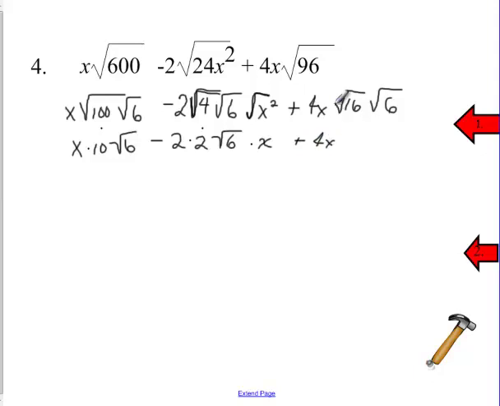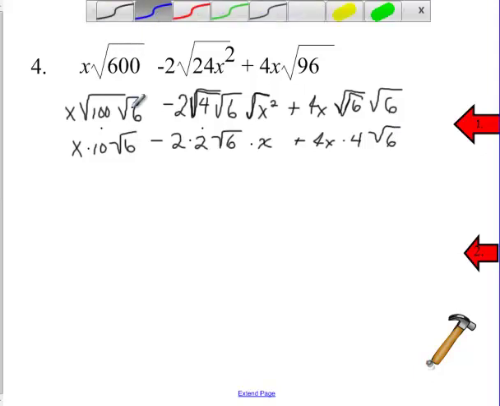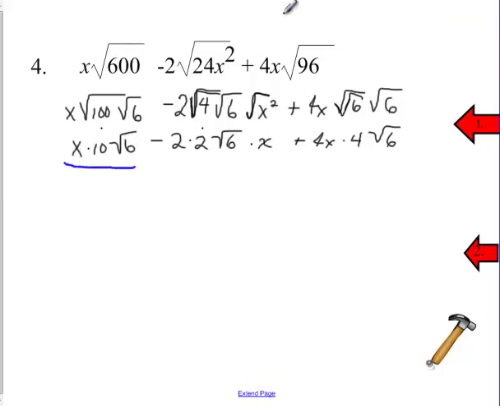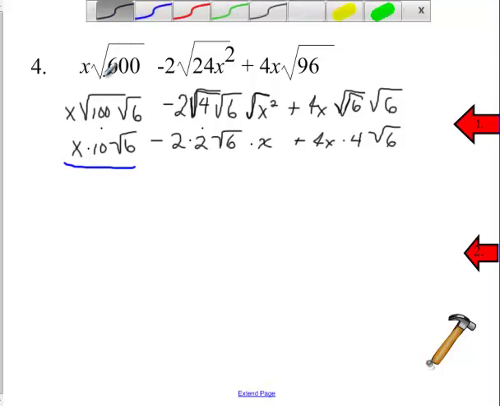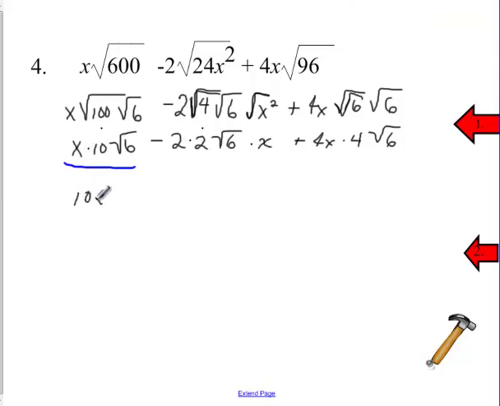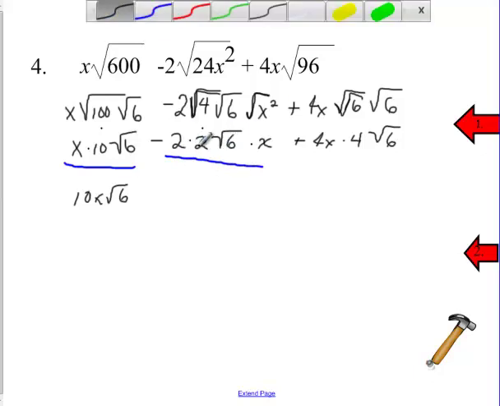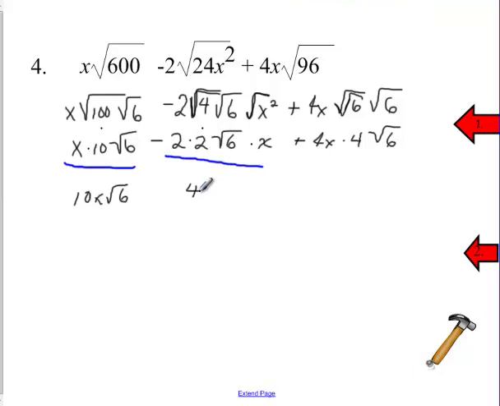4x. Can I take the square root of 16? Yep, you can get 4. Can I take the square root of radical 6? Nope. All right, so let's start combining things here. Let's clean this one up. When I clean that one up, I get 10x radical 6. Let's clean that one up. 2 times 2 is 4 and an x, so I get 4x radical 6.